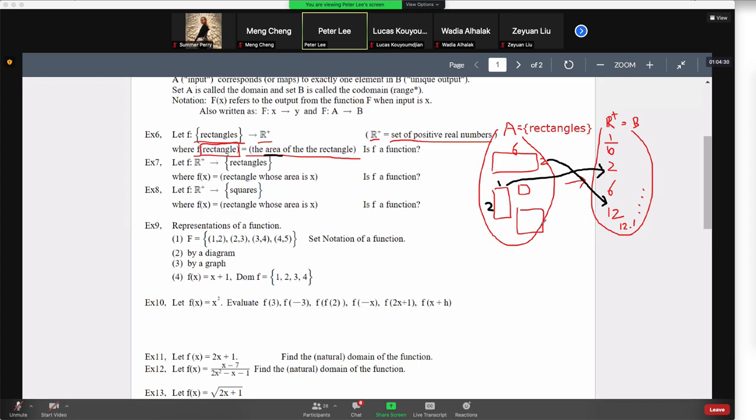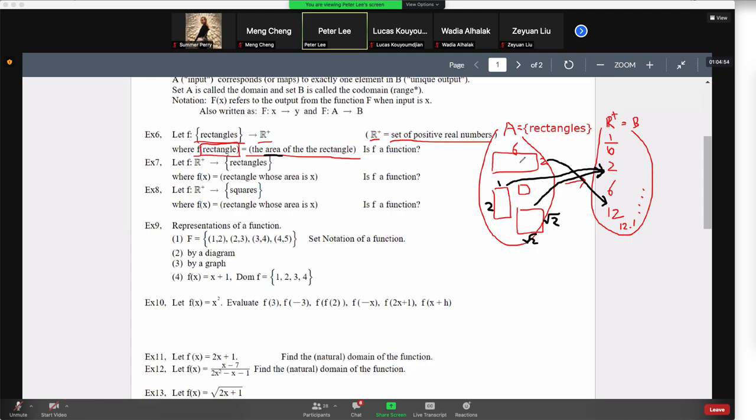So for this input, let's say this one is, how about square root of 2? This one is also a rectangle here in the domain. For this rectangle, it's actually a square. But a square is a rectangle. A square is a special rectangle. So square root of 2 by square root of 2 will match to 2, because that's the area.